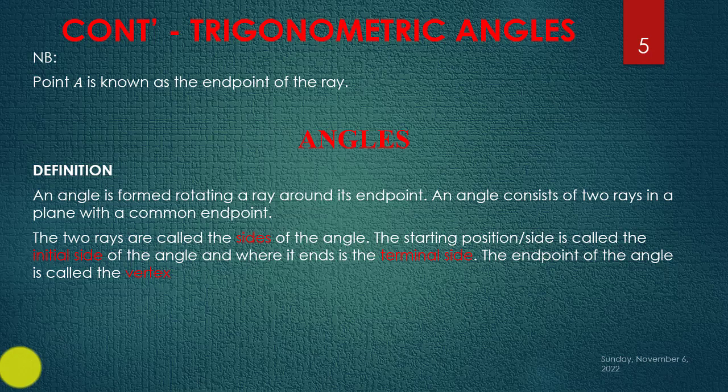The starting side is called the initial side. That is the original position where the ray was lying before it was rotated to another position. That particular position is called the initial side of the angle. And where it ends is termed the terminal side. Now, the endpoint of the angle is called the vertex.